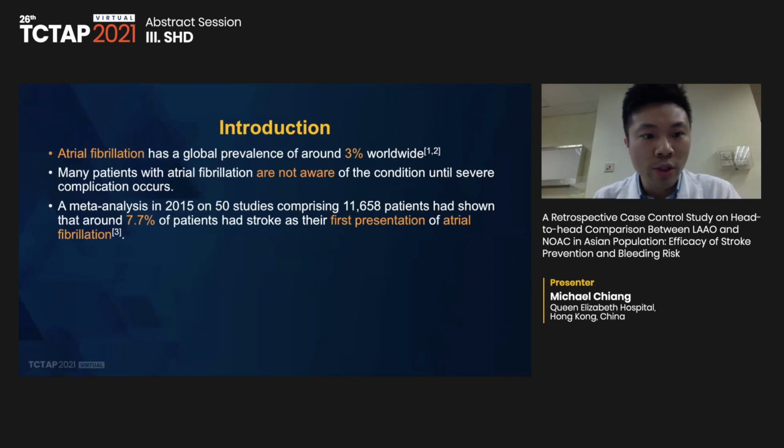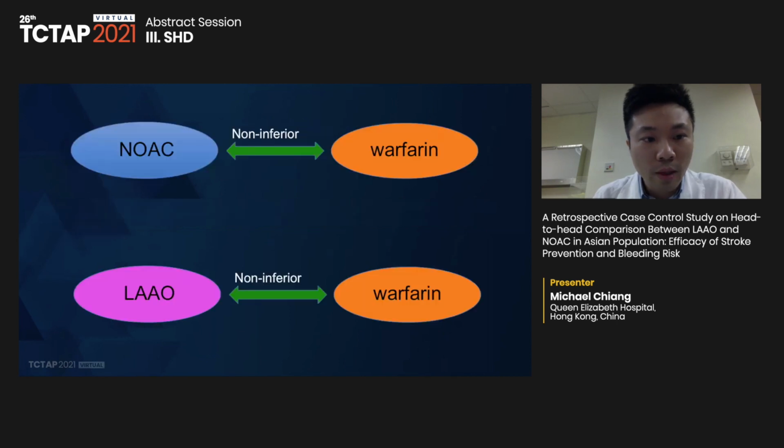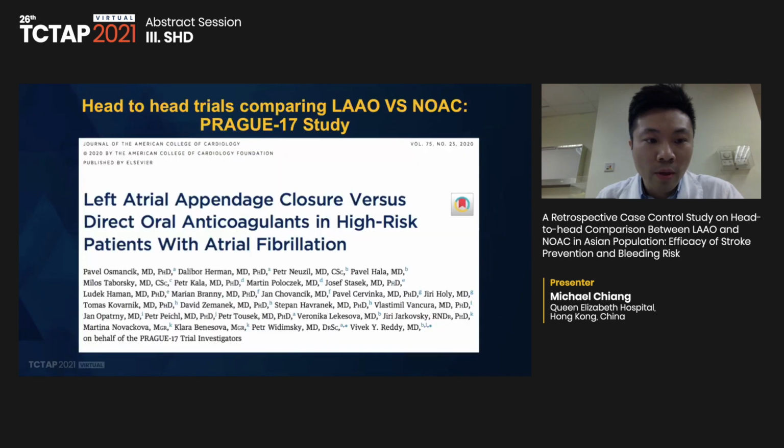So a brief introduction: AF has a high global prevalence of around 3% and is mostly asymptomatic. Around 8% of silent AF patients may have stroke as their initial presentation. It has been well studied that both NOAC and LAAO were non-inferior to warfarin, with growing evidence showing even superiority. However, until very recently, there had been no data on head-to-head comparison between LAAO and NOAC.